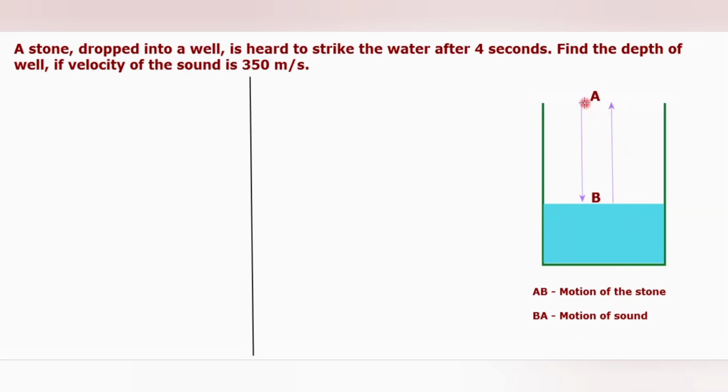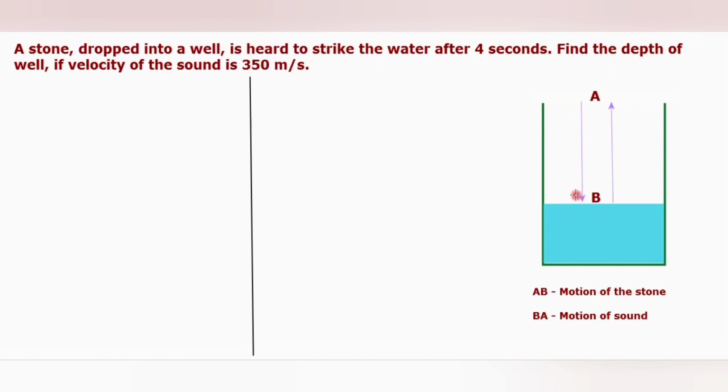The total time taken from the instant the stone is dropped into the well until the striking sound reaches the dropping point A is given as 4 seconds. And the velocity of sound in this medium is also given as 350 meters per second. Here we are going to calculate the depth of the well, that means the distance AB.